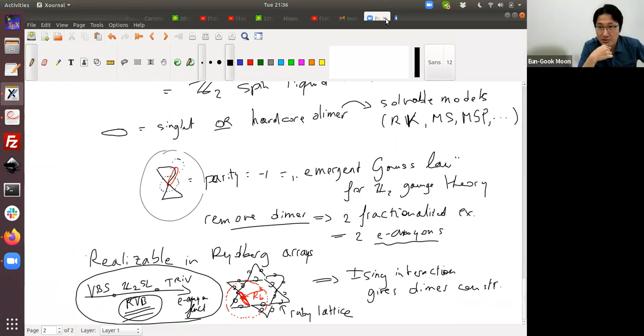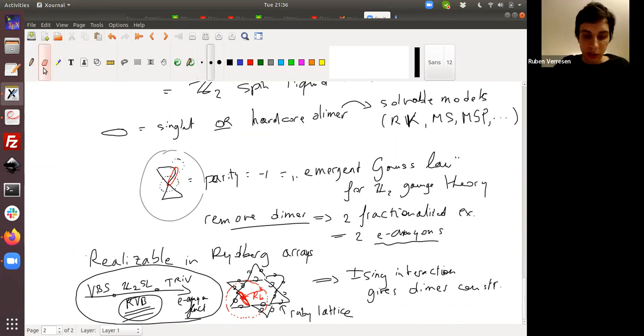Yeah, here, so your E-anyon fluctuation, can you give us, so what is this in terms of this Rydberg atom? Yeah. Good.